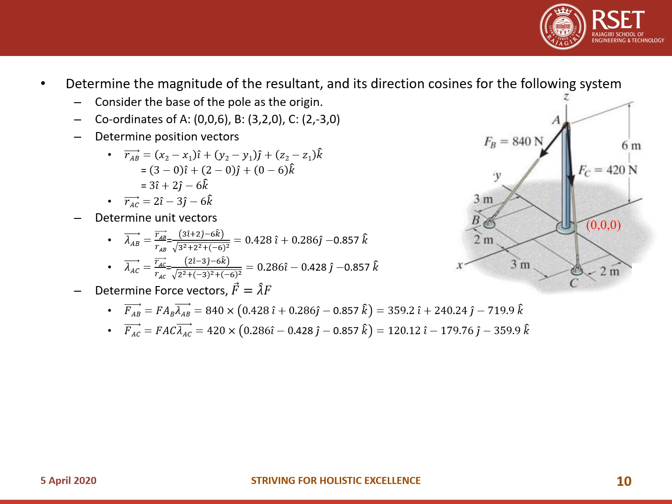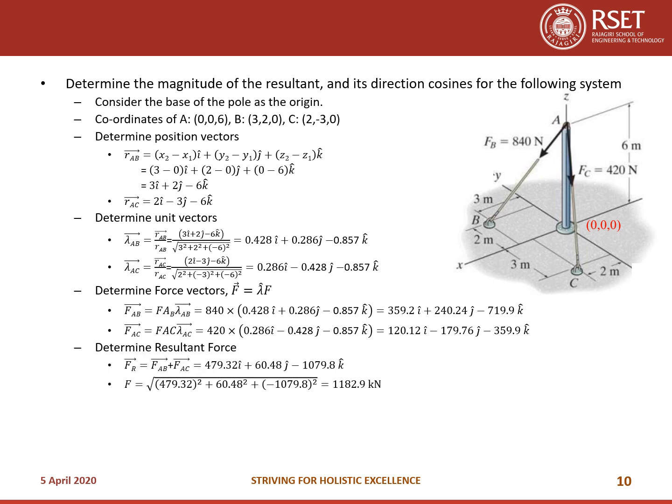Once you have determined that, you can determine the force vectors FAB and FAC as FAB into lambda AB. Magnitude of FAB is 840 kilonewton, so multiplied by the unit vector along AB. Similarly, 420 kilonewton is FAC, so multiplied by the corresponding unit vector. So you got the force vectors.